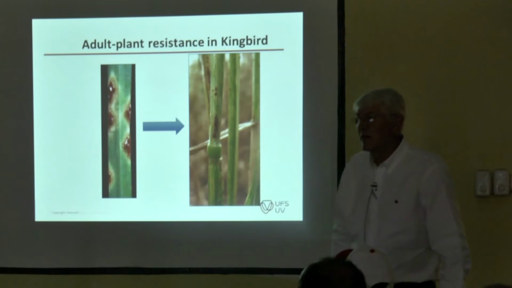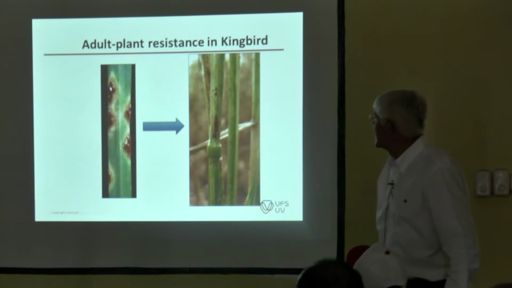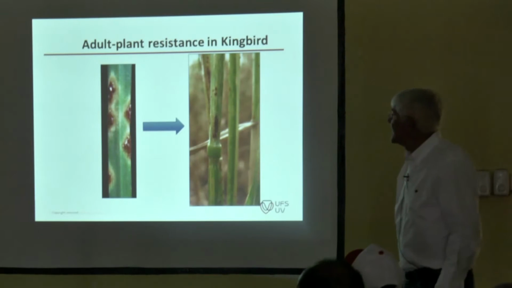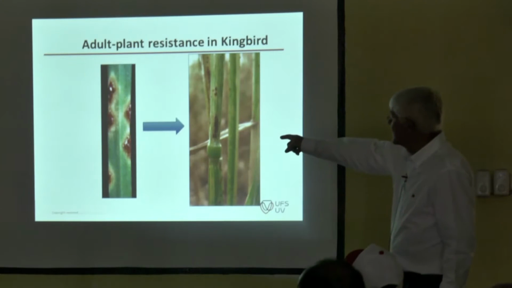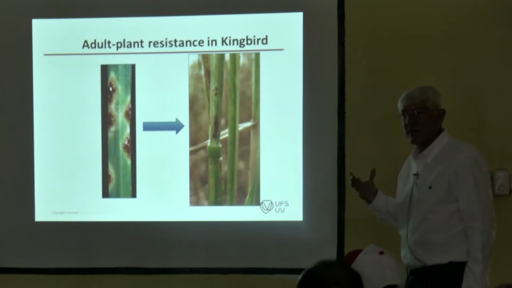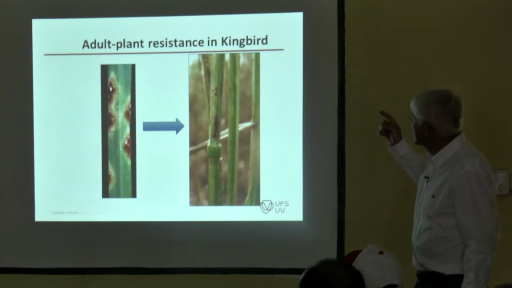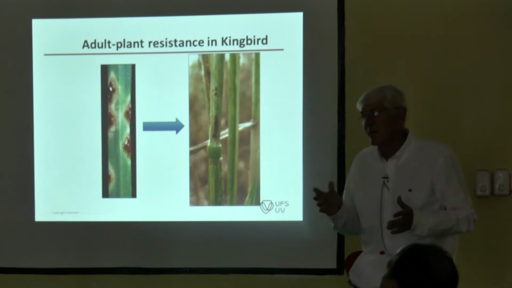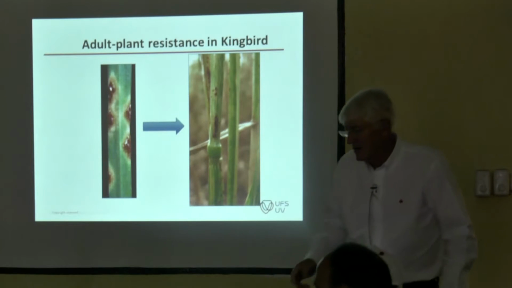We talked a lot about APR. I think Robert explained it very well. These are actual pictures. From my experience, that's what the kingbird seedling infection type looks like. It's not a complete 4. It's a 3+, 3++, but it seldom goes any higher than this in the field. Low MR, MS response.